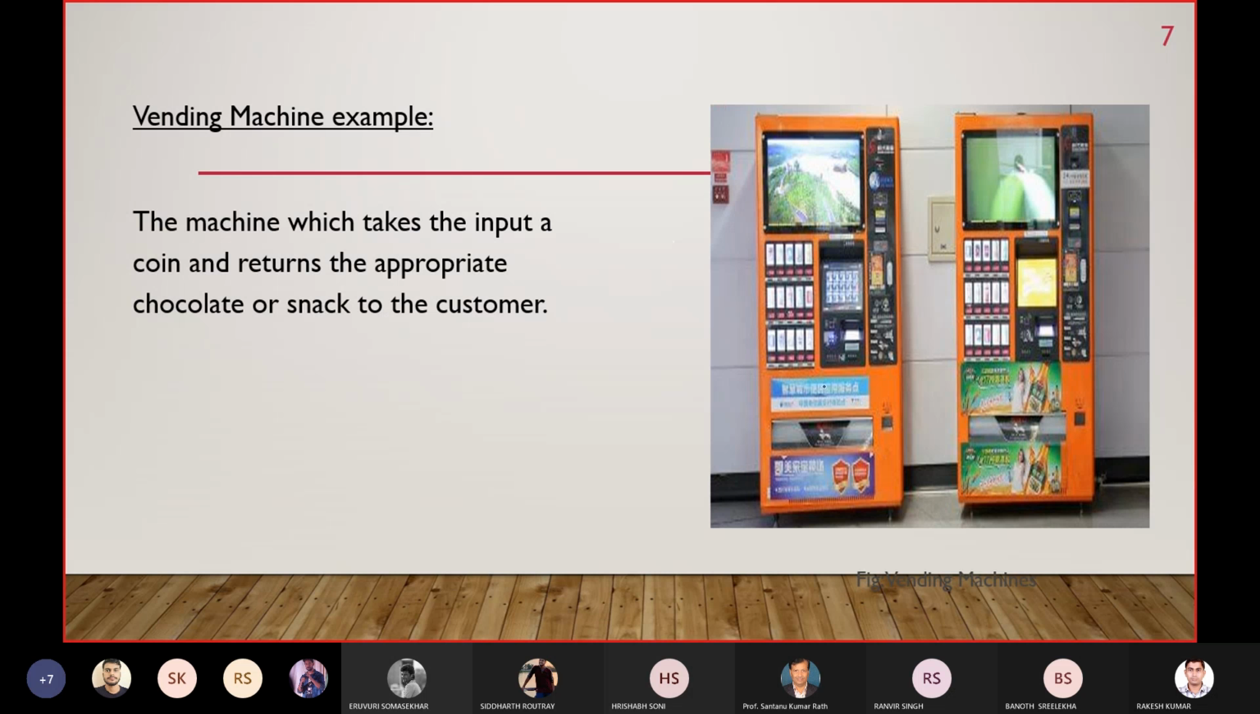Now, for the next 2 to 3 slides, I will take this example to explain alphabet, recursion, and choice, which are used in CSP. So what is a vending machine? We all know about this. The machine takes the input, a coin, and returns the appropriate chocolate or snack to the customer. The input is a coin, and the output may be chocolate or snack, that is up to the customer. So this example, the vending machine and its variations, I will take to explain what is alphabet, what is recursion, and what is choice in CSP.